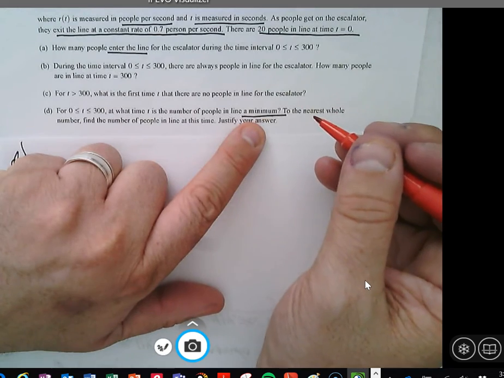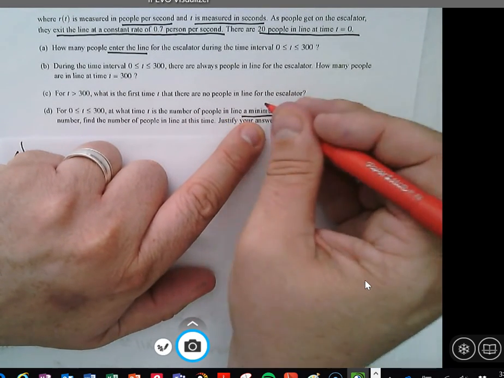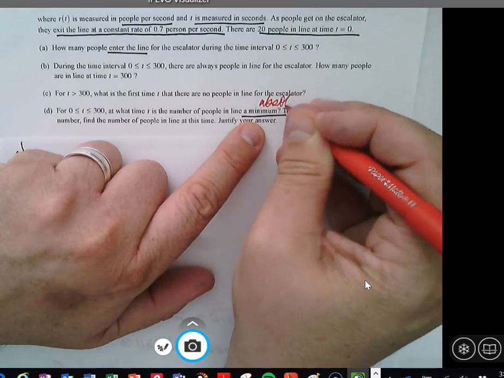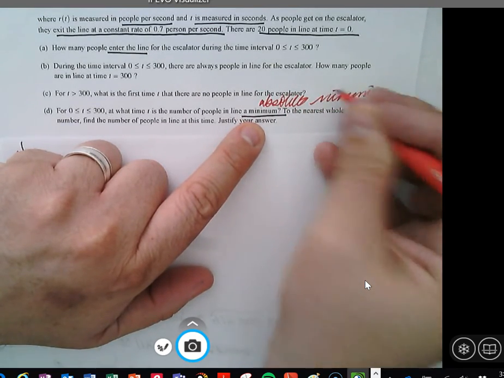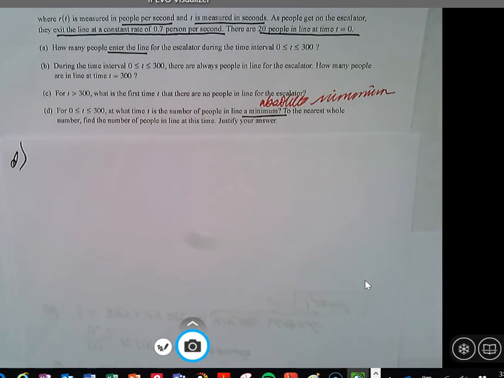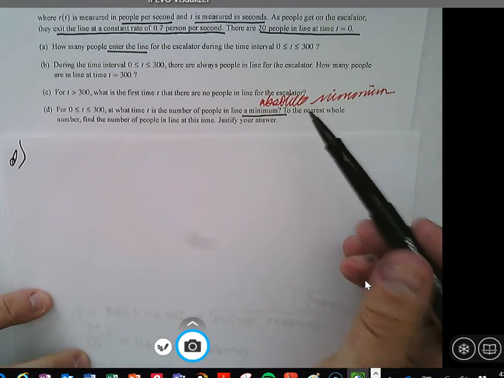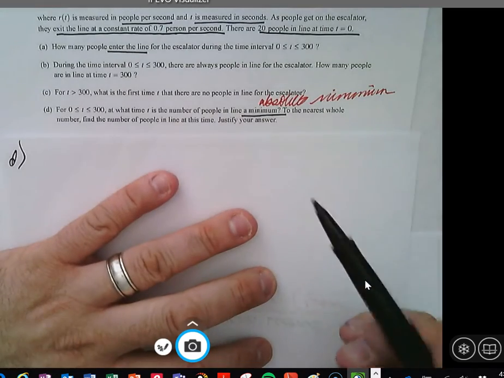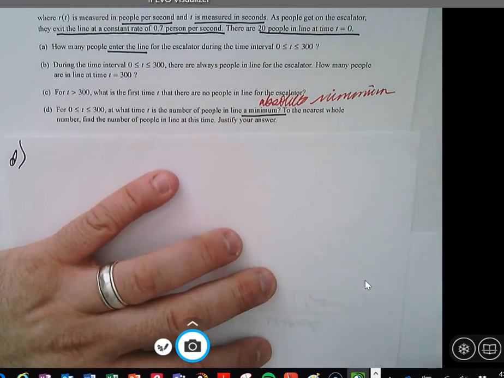They didn't use the phrase, but they're implying it. I want to know when the number of people in line is a minimum. What this means is absolute minimum. And you'll see in one of the questions later, another absolute extrema question. I don't remember if it's absolute max or absolute min, but this is going to be a little tricky because we need to figure out an absolute minimum.